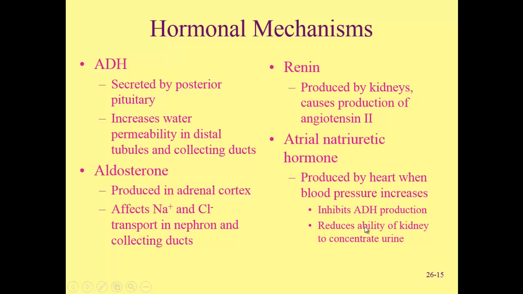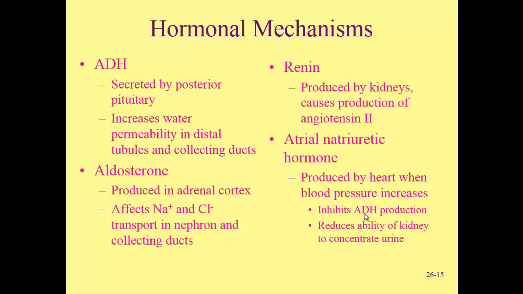Which one? Now, what is that one? I've got to remember. It reduces the ability to concentrate urine. It inhibits ADH production. Because ADH allows us to concentrate urine, it acts on the collecting duct. So if you inhibit ADH, you reduce the ability of ADH to act on the collecting duct, which will make more dilute urine.